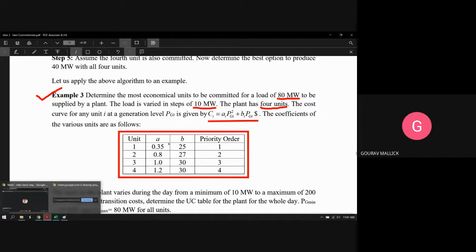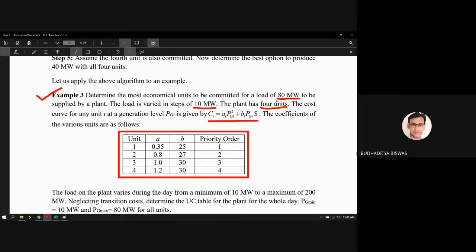Yes, sir. So again, I'm saying that there are total 4 units in a plant. The load demand is 80 megawatt right now, but that load demand may be varying in steps of 10 megawatt. The cost function is given, and the A and B of all these 4 units are given. Actually, the cost function of the 4 units is given here using the table.